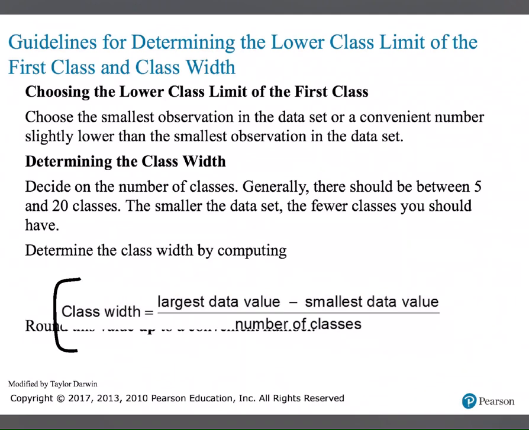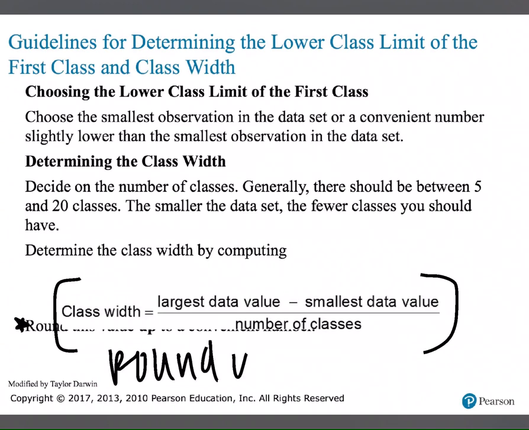But if you really want to do it, you can do the largest value minus the smallest value, divided by the number of classes, and that will give you the class width. And this statement down here that's cut off says, round this value up. Always round up whatever you're given for class width.